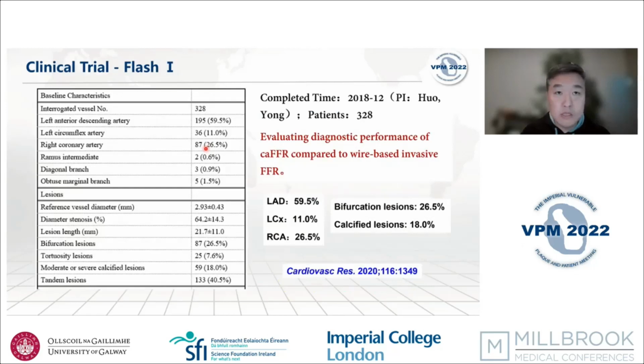In 2018, we finished our clinical trials. We had 328 patients, and we evaluated the diagnostic performance of caFFR compared with the wire-based invasive FFR. The bottom left table shows basic characteristics. For example, we have 328 patients, and the LAD, LCX, and RCA are maybe 59, 11, and 26%. Also, we include bifurcation lesions and calcified lesions.